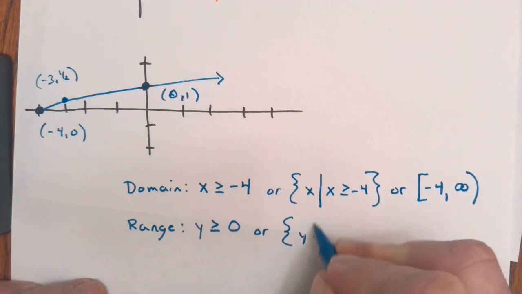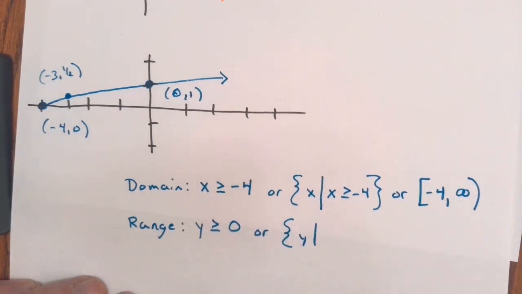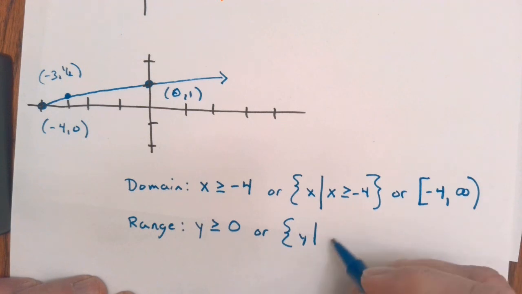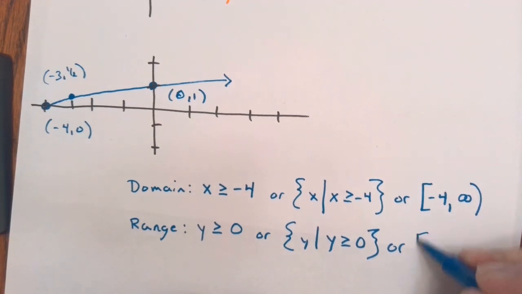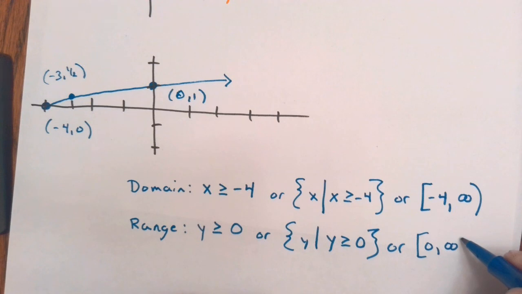Set builder notation, we would have the set of all numbers y such that y is greater than or equal to 0. And if you're doing interval notation, we are starting at 0 and going up forever.